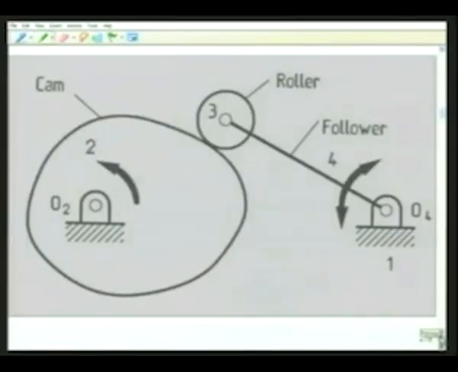Let me now take another example of a redundant degree of freedom, which is very commonly seen. In this figure, we see what is known as a cam follower mechanism, and we have a roller follower.